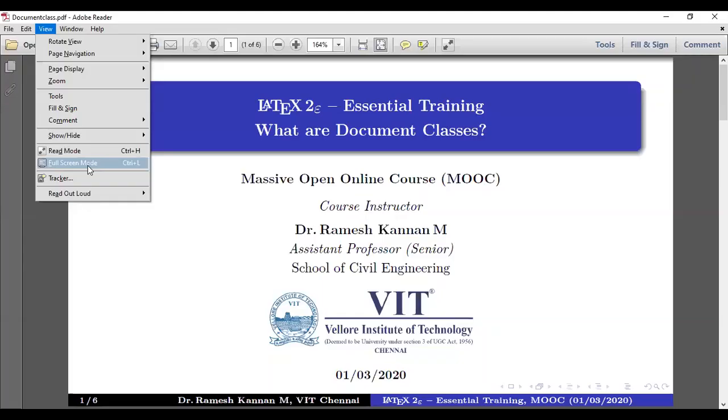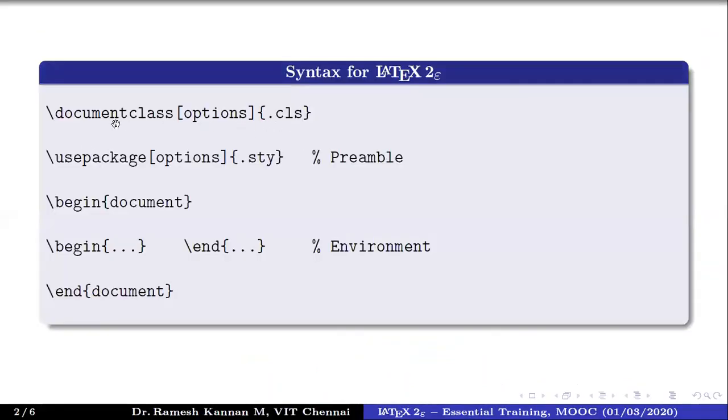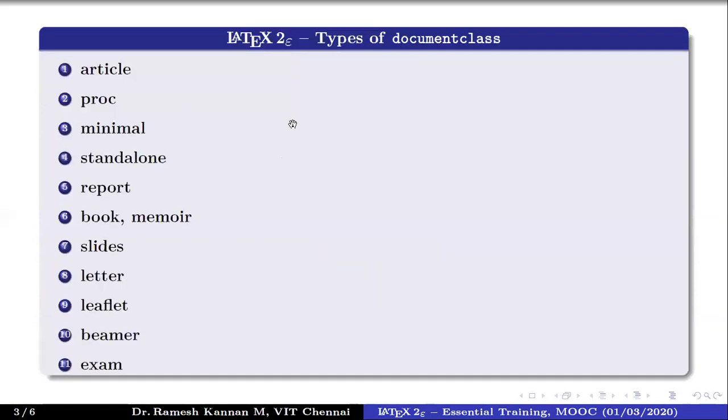So before we get into that book typesetting, let's take a look at the document classes, the first document classes. There are 11 types of document classes, like article, proceedings is for conference, and minimal is for a short note or something like that, and standalone for a clip of a document. It could be an image, or it could be a small text or something like that.